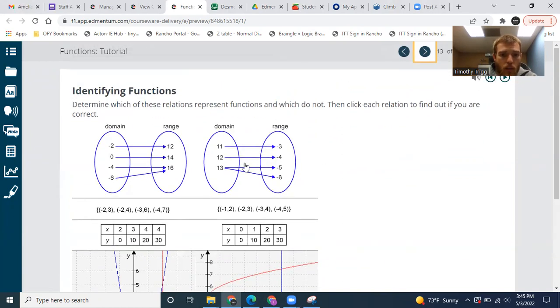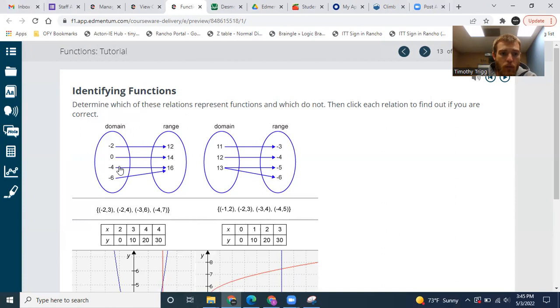So this one is a function. This one is not a function. And the reason it's not a function is because notice this value in the domain, 13, it goes to 2 outputs, 2 numbers in the range. So if you have an input that maps to multiple outputs, then that's not a function, okay?